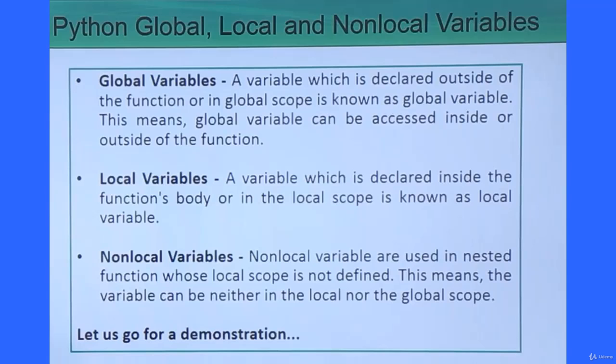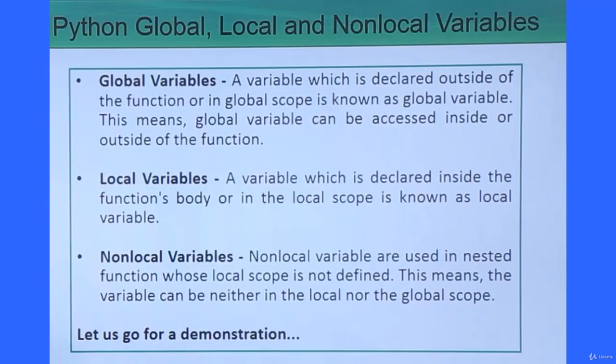Local variables: a variable which is defined or declared inside the function's body, that means within the function body we have defined one variable, or in the local scope, is called the local variable. So in case of global variable, the variable will be declared outside of the function in the global scope. In case of local variables, the variable will be declared within the function or in the local scope.